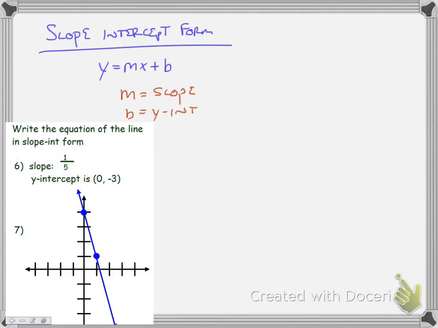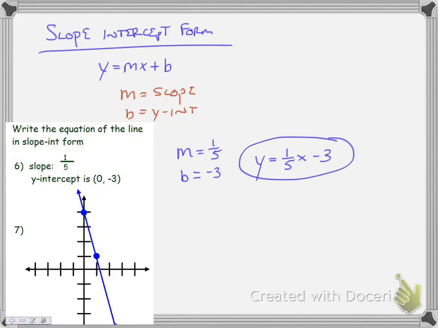Well, the slope is 1/5, so that means my m is equal to 1 over 5. My b is going to equal, the y-intercept is the point (0, negative 3), so the y value of that is the y-intercept, negative 3. The y-intercept will always have an x value that is 0. So the slope-intercept form is y equals 1/5 x minus 3.